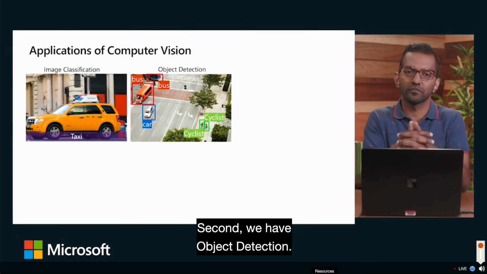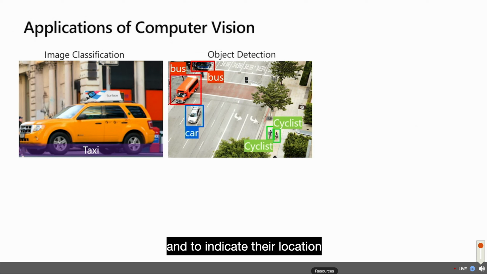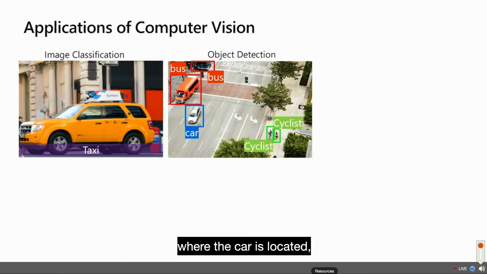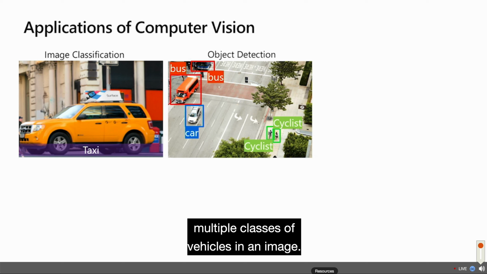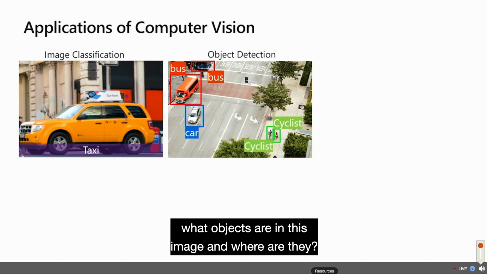Second, we have object detection. Object detection models are trained to classify individual objects in the image and to indicate their location within the image as a bounding box. In this image, you can see a bounding box shown where there is the image of the bus, where the car is located, where the cyclists are. For example, you could expand the traffic monitoring solution to detect the presence of multiple classes of vehicles in an image. Object detection models are used to answer the question, what objects are in this image and where are they?